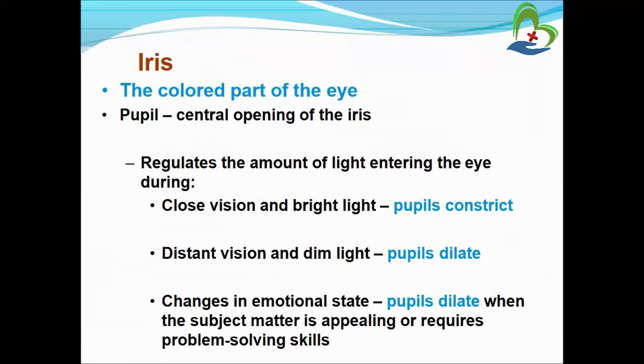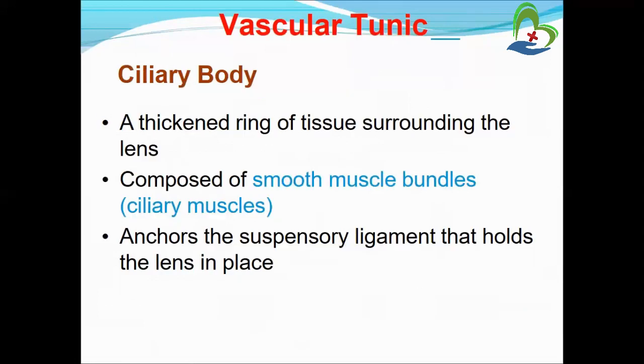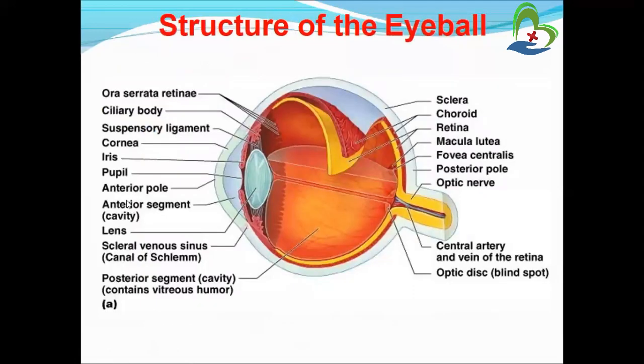The colored part of the eye is the iris, and the pupil is the central opening of the iris. We already saw this in the previous figure. See, this is the pupil and this is the iris. The central opening of the iris is the pupil.